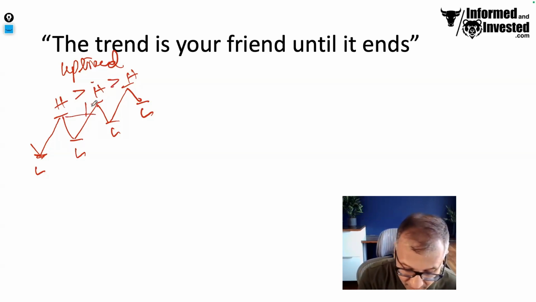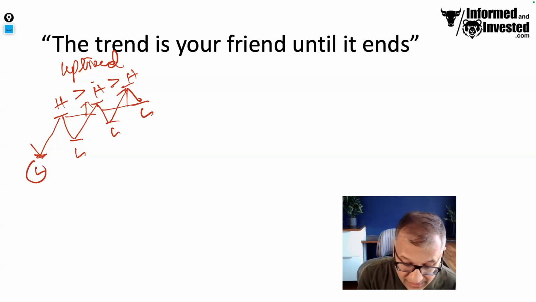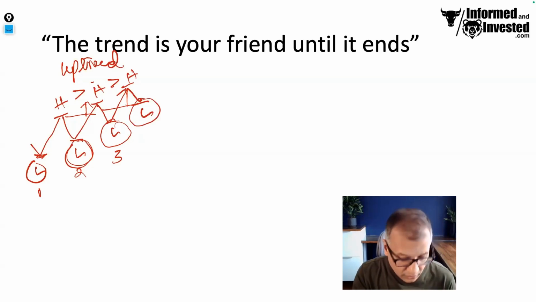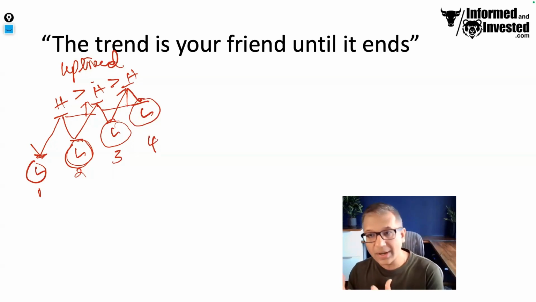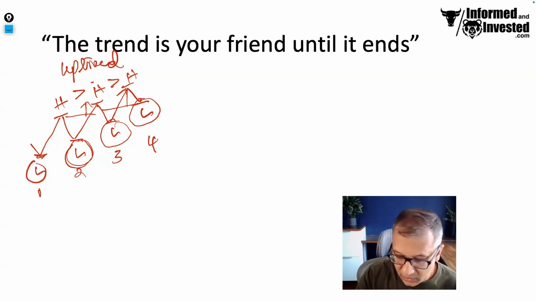So notice there's a gap, right? Same with lows. This second low is going to be higher than the first low, and the third low is going to be higher than the second low, and the fourth low is going to be higher than the third low. So this is generally what can tell you whether the stock is heading in an uptrend or a downtrend. And soon I'm going to show you some charts that can very quickly tell you whether a stock is in an uptrend or a downtrend.